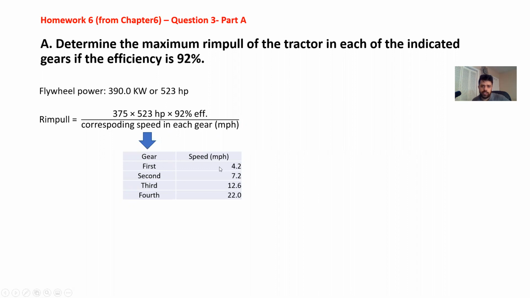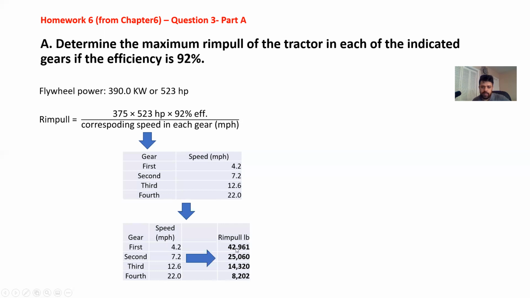So as the speed changes, the ripple changes. We expect that as the speed increases, the ripple decreases, right? Because the speed is in the denominator of this fraction. So let's see if that is the case. I have done the computations.